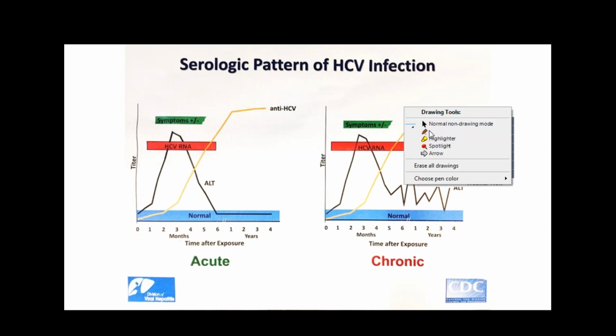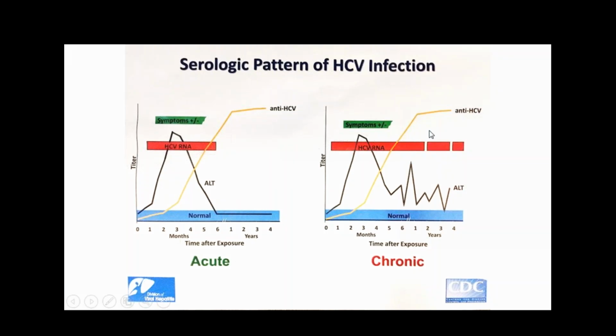Now, this slide presents 2 charts. On the left, it illustrates the pattern which is likely after a person is newly infected with HCV. On the right, there is an illustration of the pattern in a chronically infected person. The yellow line represents anti-HCV trajectory, whereas the black line represents ALT trajectory. The red bar highlights HCV RNA, and the green bar highlights symptoms.